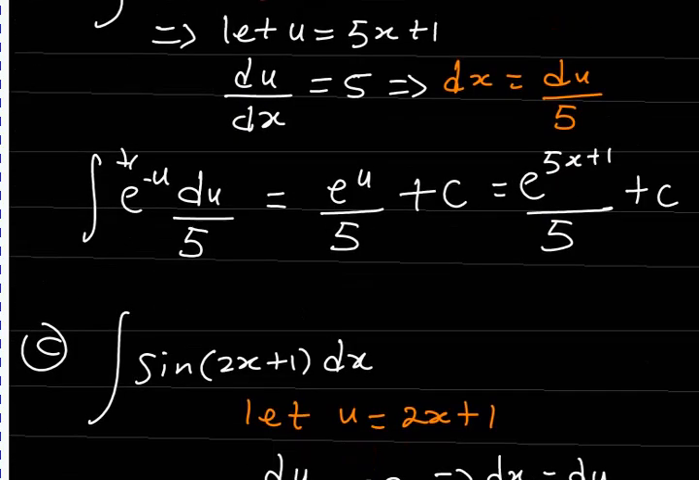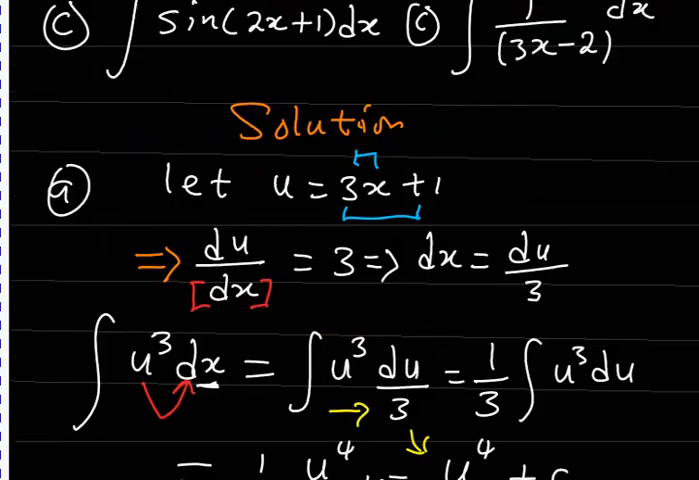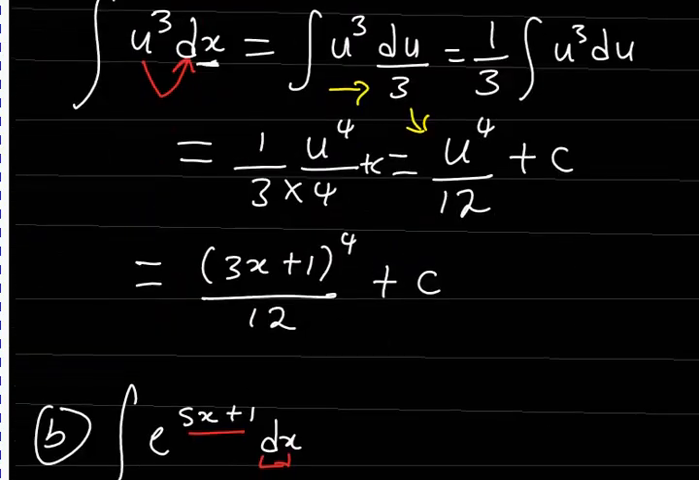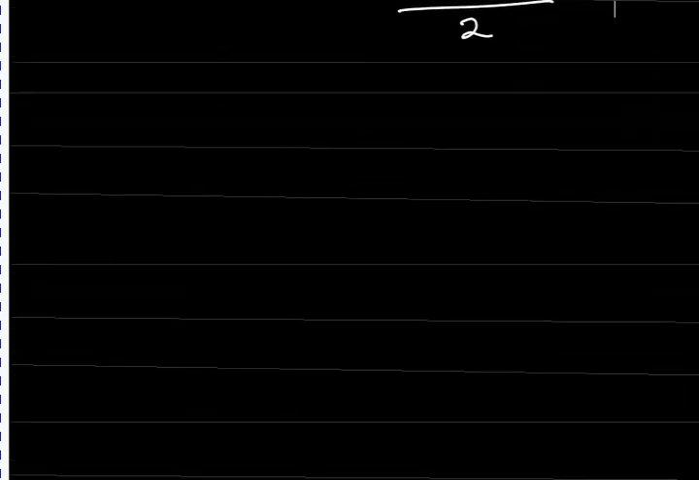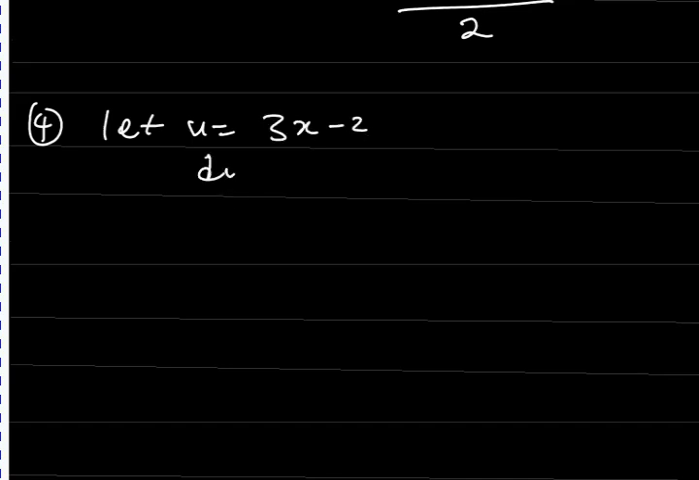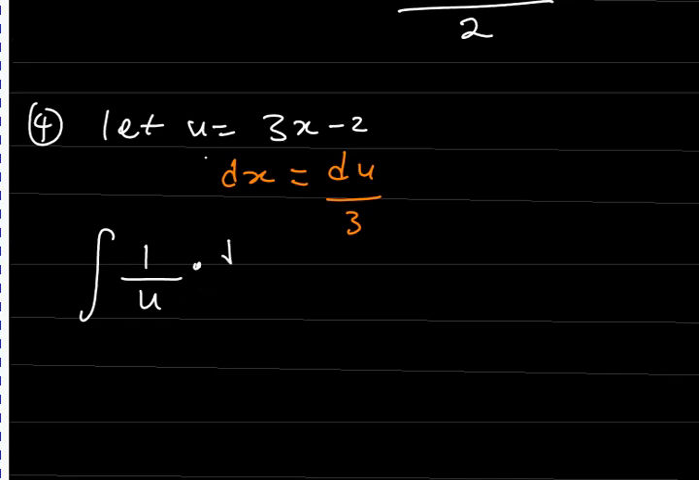All right. The last but not the least, 1 all over 3x minus 2. Okay, so number 4, right? So let u be equal to 3x minus 2. du is going to be equal to, or rather dx is going to be equal to du all over 3. And you know that this is going to be the integral value of 1 all over u, with respect to du all over 3.